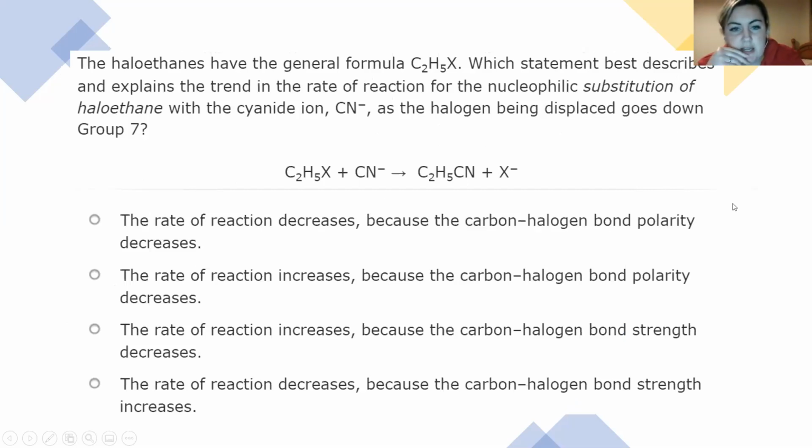Have a pause, have a think, have a go. Haloethanes have the general formula C2H5X. Which statement best describes and explains the trend in the rate of reaction for the nucleophilic substitution of haloethane with the cyanide ion as the halogen being displaced goes down group 7?